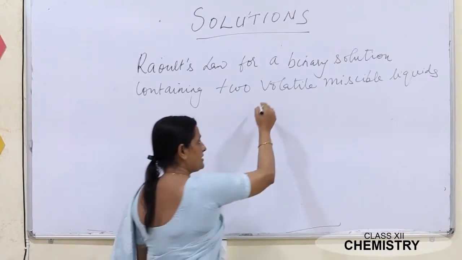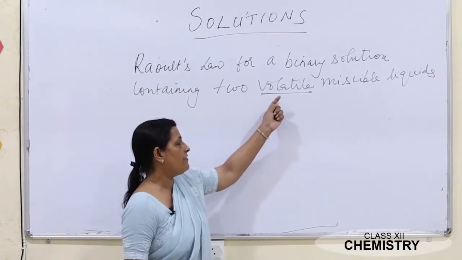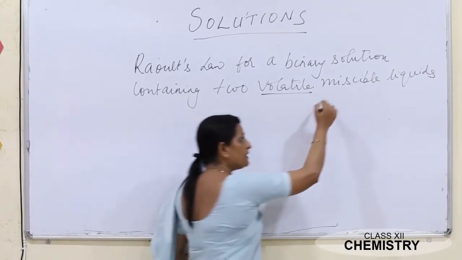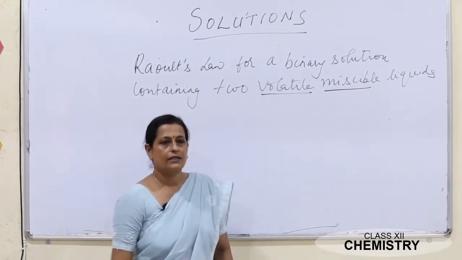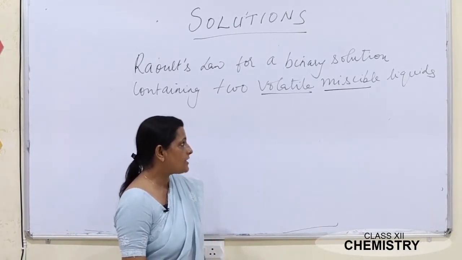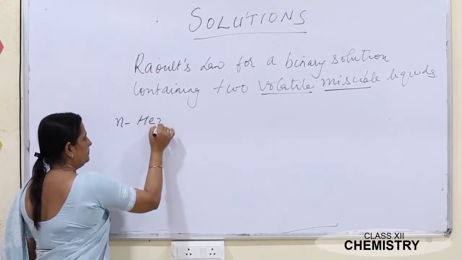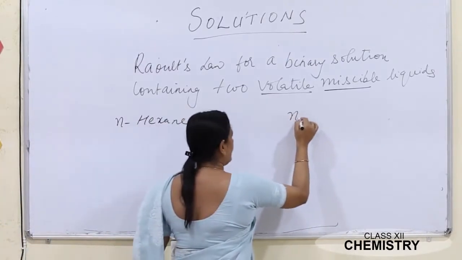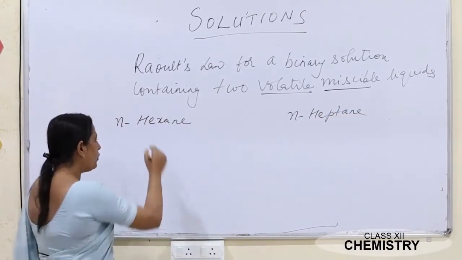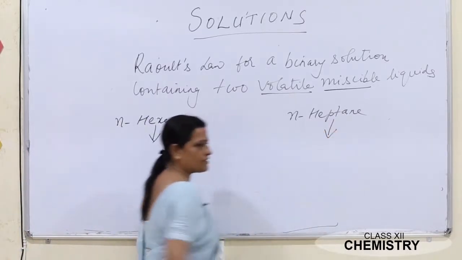Now, in this, the word volatile, you know the meaning of volatile? It's what vaporizes easily. Why? Because the intermolecular force of attraction is very weak. Miscible means they'll mix with each other, but they do not undergo a chemical reaction to give you a new compound. So now let us take two volatile liquids. One is normal hexane and the other one I'm going to take is N-heptane or normal heptane. A known mass of hexane is taken and a known mass of heptane is also taken.